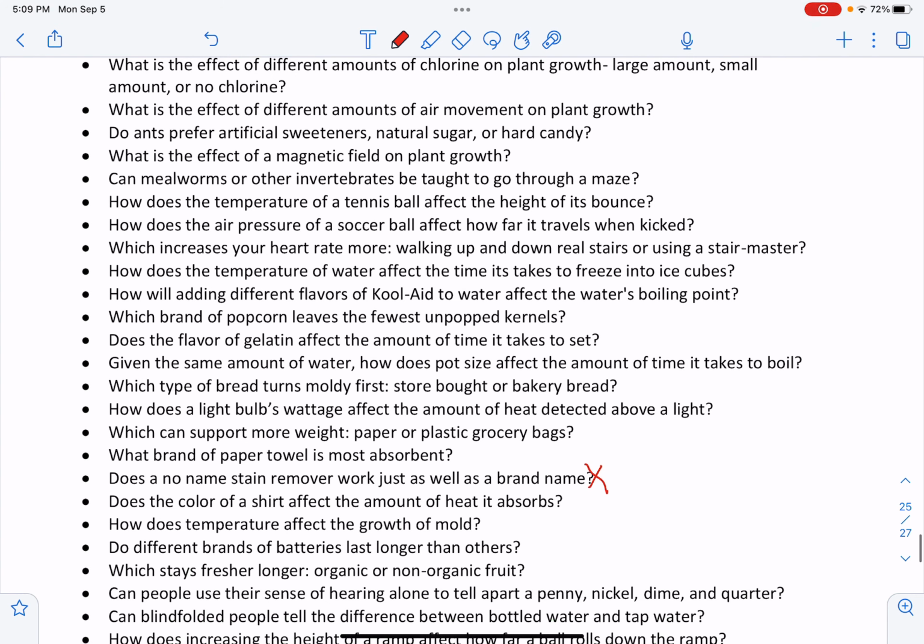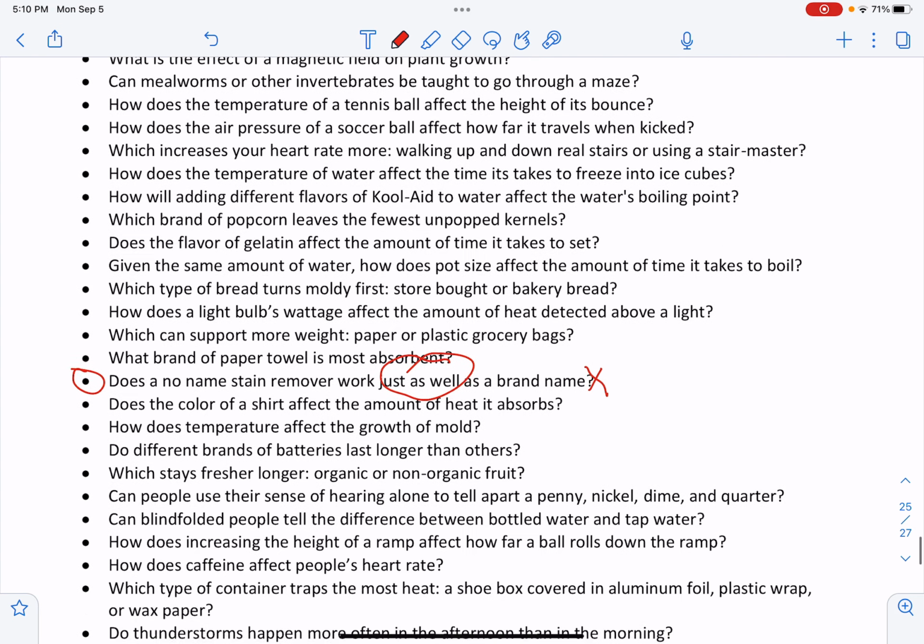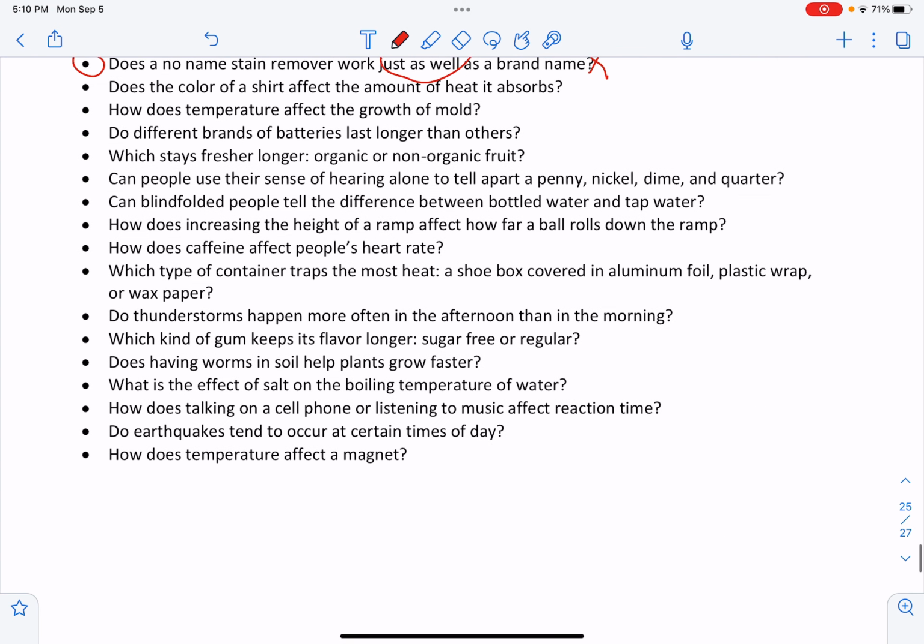For example, look at this one. Does a no-name stain remover work just as well as a brand name? The reason that is a problem is because it doesn't tell you how you're measuring. Just as well, I can't measure that. All right, so what I thought, however, is going through a lot of these questions, it might just inspire you to come up with questions that you might like to do.